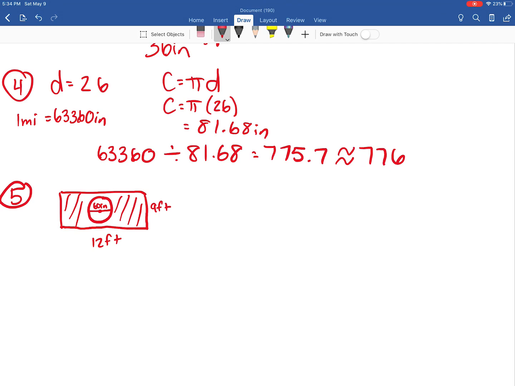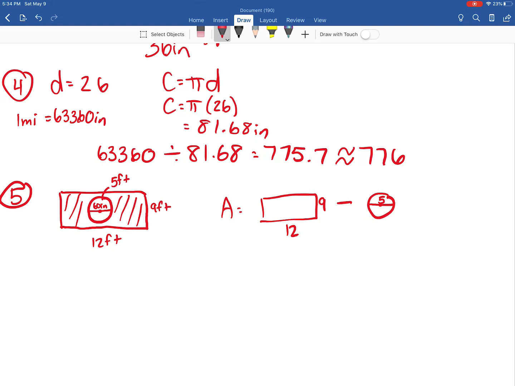So first, I'll notice that I have inches and feet. So I'm going to change my 60 inches into feet by doing 60 divided by 12 inches in a foot. That would give me a diameter of 5 feet. My area is going to be the entire rectangular patio minus the part covered by the hot tub. I have 12 by 9 and I have 5, all in feet.